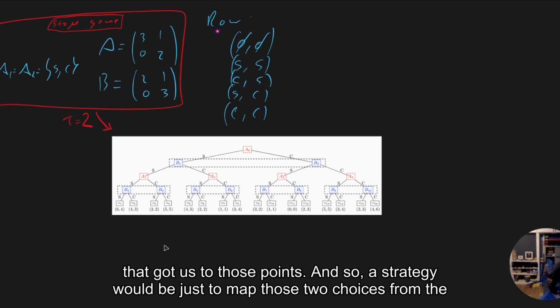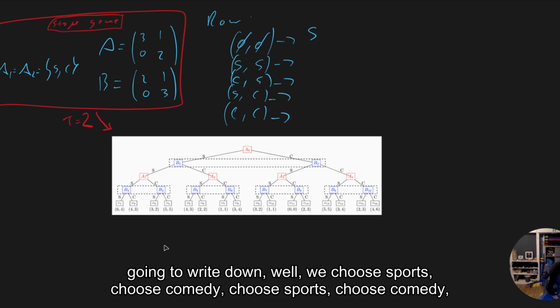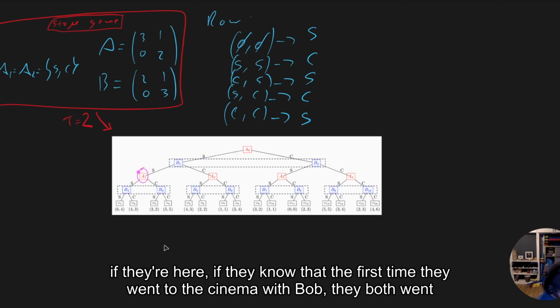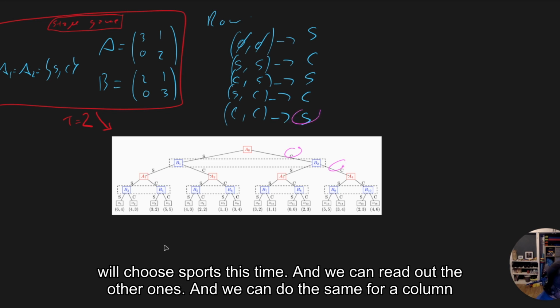And so a strategy would be just to map those to choices from the action set. Now I could map those to probability distributions over the action set, or I'm just going to write down, well, we choose sports, choose comedy, choose sports, choose comedy, or choose sports. So that would mean that Alice chooses sports at this node. At this node, so if they're here, if they know that the first time they went to the cinema with Bob, they both went to see sports, then they'll choose comedy next time. And if they've both chosen comedy, then they will choose sports this time. And we can read out the other ones.